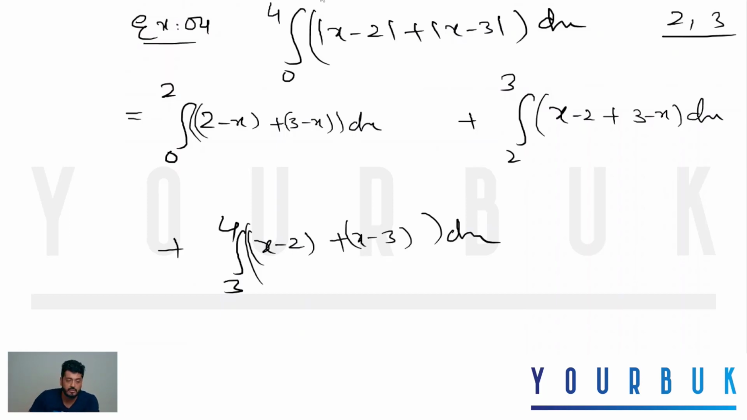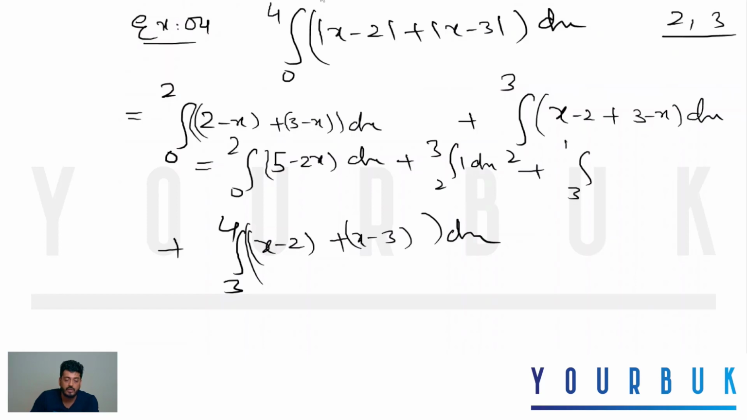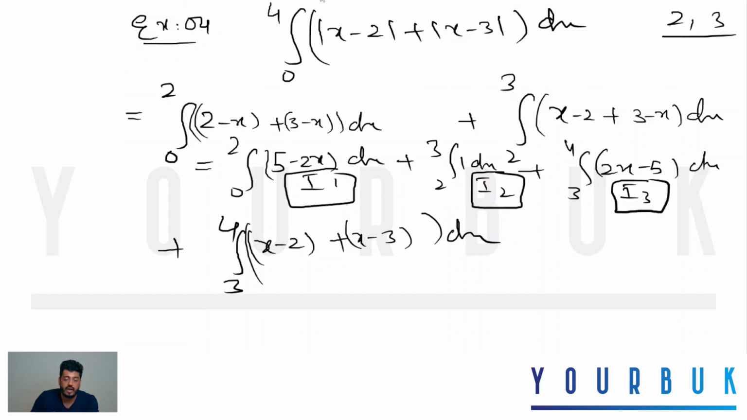What this function becomes? This becomes the integral from 0 to 2 of 5 minus 2x, which can be directly evaluated. This becomes 2 to 3, only 1 dx, which can be directly evaluated. And this becomes 3 to 4, 2x minus 5 dx. So I hope this I1, this I2 and I3 all can be calculated, and then you just replace back the values in this I1 plus I2 plus I3. This gives you the final answer.